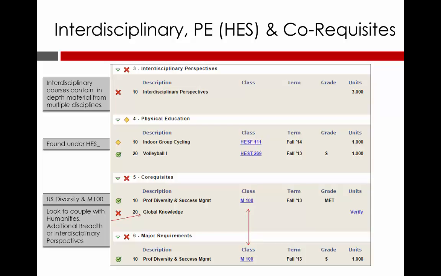Next on the screen is physical education. There are 2 hours of PE that are required, one at the 100 level and another at either the 100 or 200 level. If you have taken any active PE course, it should be placed in the 100 level space. If that has not been done, contact your academic advisor so they can move the course.